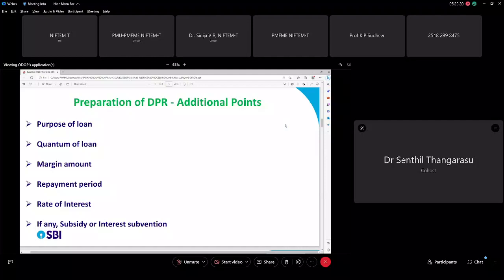Then the bank decides whether it is a term loan or CC or OD. Based on that, the bank will sanction your loan amount. After sanction, the documentation will happen at the branch, and the MOD will be at the registered office. After that, your processing charge and inspection charge will be deducted by the bank. Then the disbursement will be either single or stage-wise. After that, the repayment will start from your side. These are the things from project preparation to loan sanction.